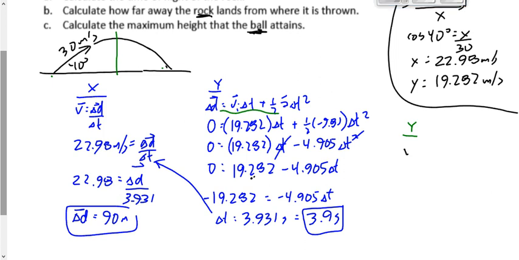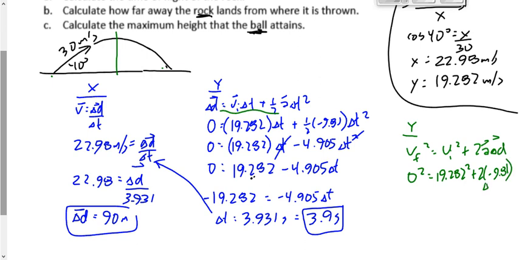Yeah, let's try VF squared is equal to VI squared plus 2AD for the Y component here. Luke, you watching this? VF squared is equal to VI squared plus 2 times A times D. Andrew, how fast is it moving when it reaches max height? Yeah, it's stopped, right? Vertically, it's stopped when it reaches max height. 0 squared is equal to 19.282 squared. And then we solve for the displacement, right?